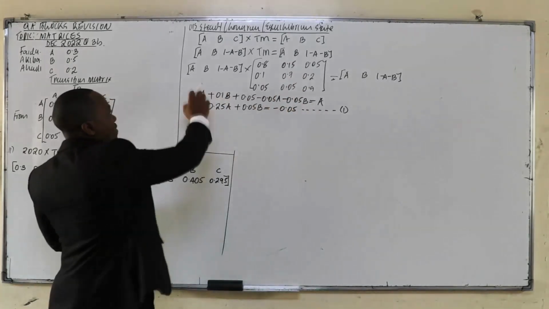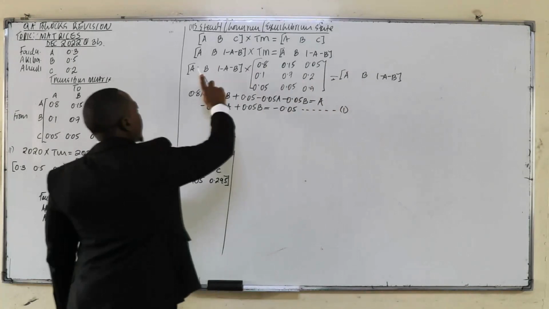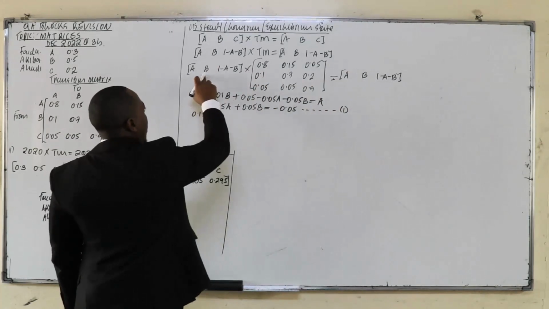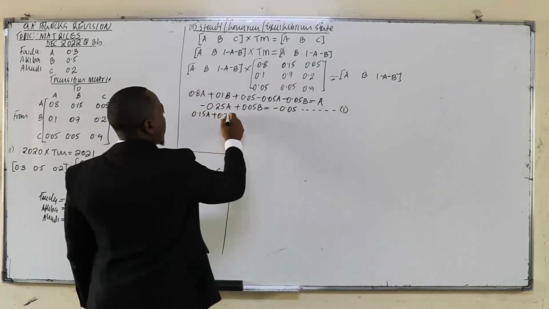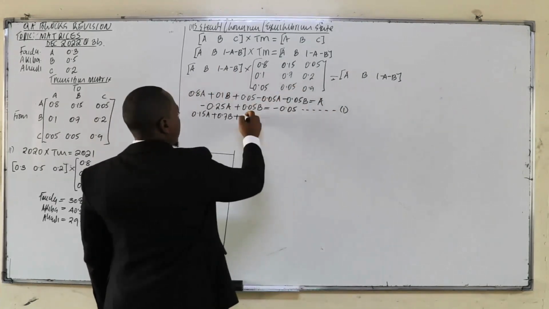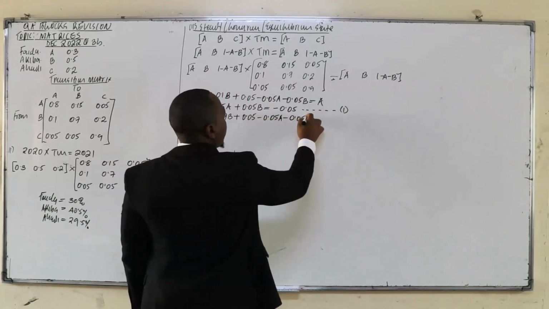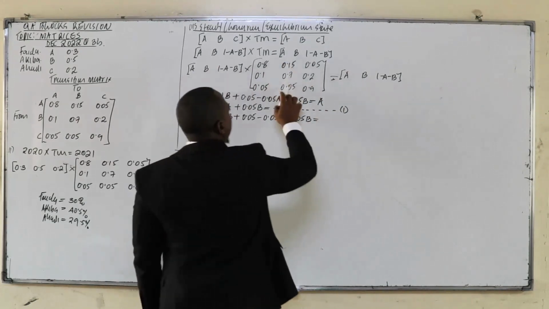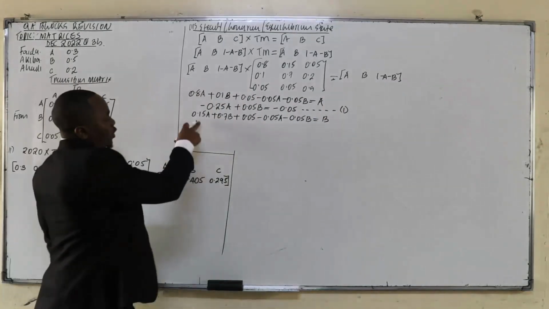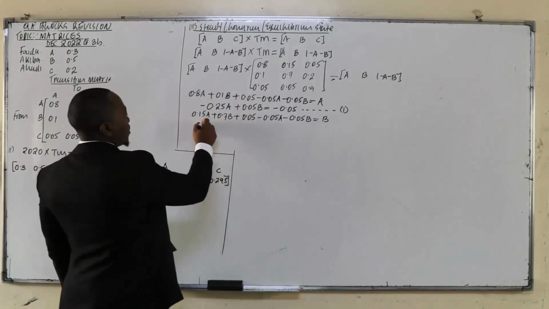Now we do the same. First row, second column to get B. So it will be A times 0.15, 0.15A. B times 0.7, you get 0.7B plus 1 minus A minus B, you multiply by 0.05. It will be 0.05 minus 0.05A minus 0.05B. You take first row, second column, you get B. Bring the like terms together. 0.15A minus 0.05A, you get 0.1A.